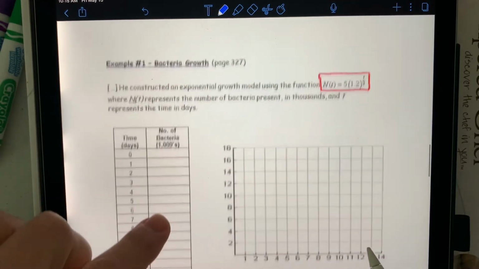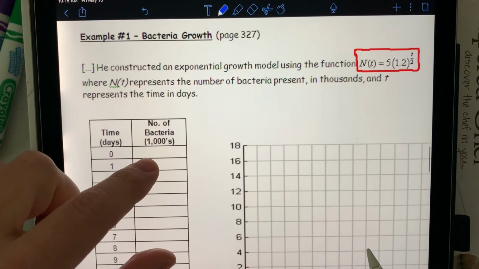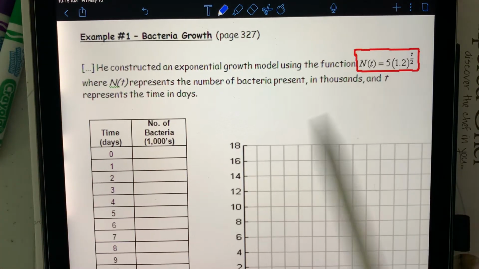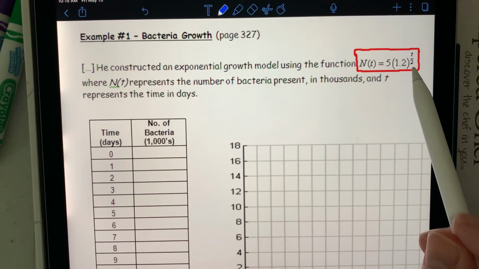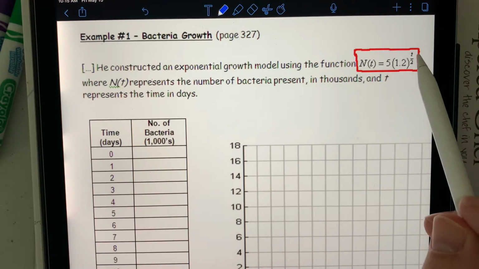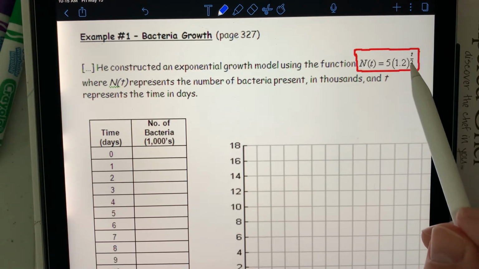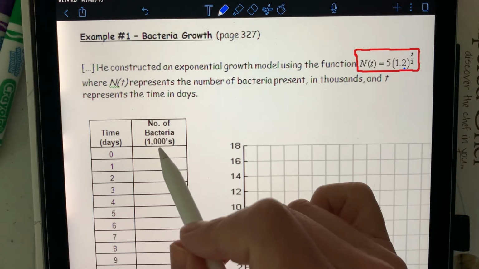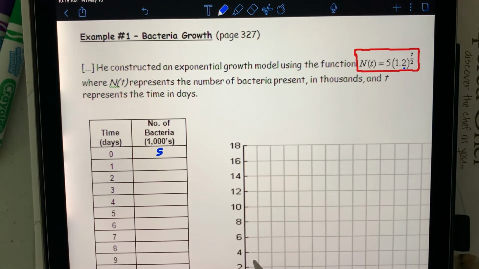What I ask people in class is, make sure that you know how to fill in the table of values. The first number is pretty easy, because t is equal to 0. So 1.2 to the power of 0, and everything to the power of 0 is equal to 1. 1 times 5 is 5. So the first number is 5.